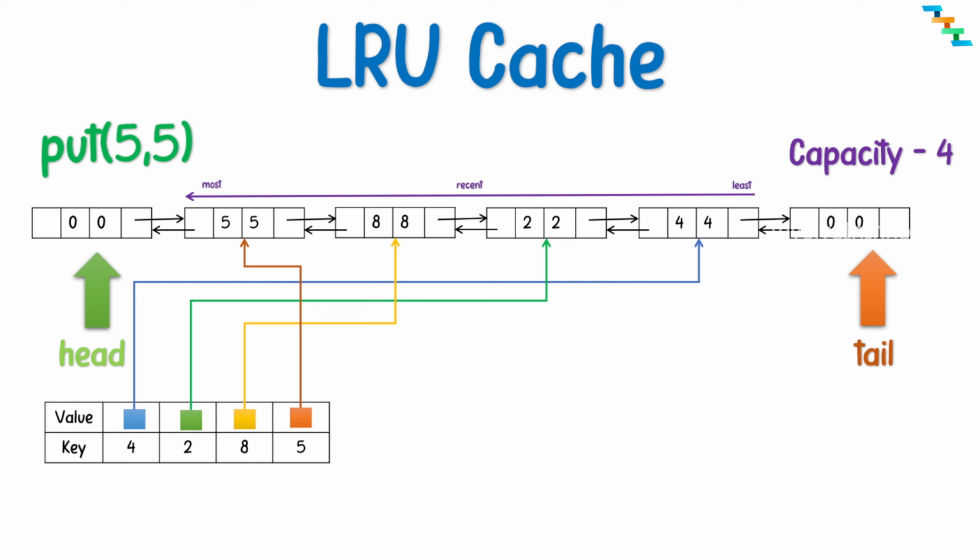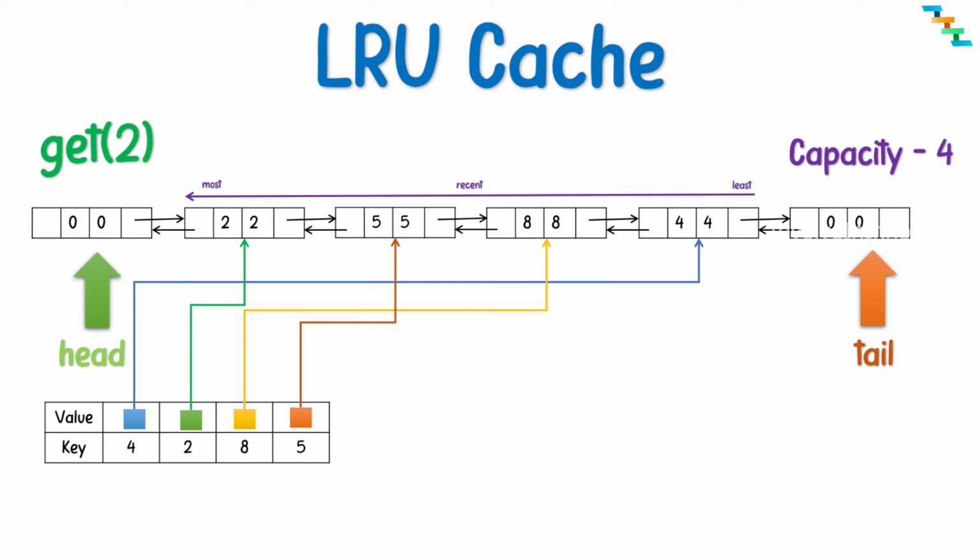If we check the linked list, the head's next node is the most recent, followed by the next recent, and so on. The tail's previous node is the least recent node. Now we use the get method to get the value associated with the key 2. Check if the key exists in the hash map. Yes, it exists in the hash map. Check the associated node, remove this node from the linked list and add it after the head node. We have changed the recency of the node with key 2 and return the value associated with the key 2.